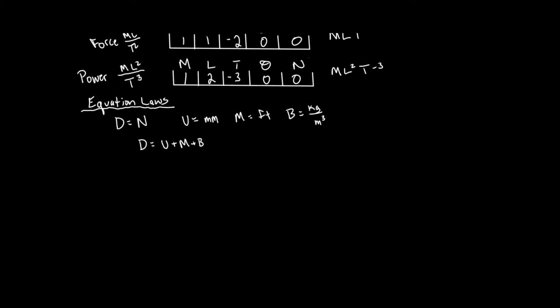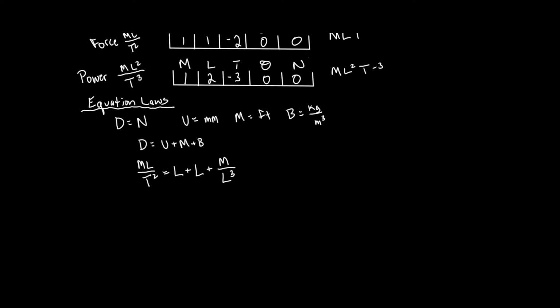Let's fundamentally evaluate it. So we know d is a newton, and from above we can see that force is measured in newtons. That's basically a mass times a length over a time squared. And we know that u is a millimeter, so that's a length. And we know that m is a foot, that's another length. And b is a mass, kilograms, per length cubed, a volume.